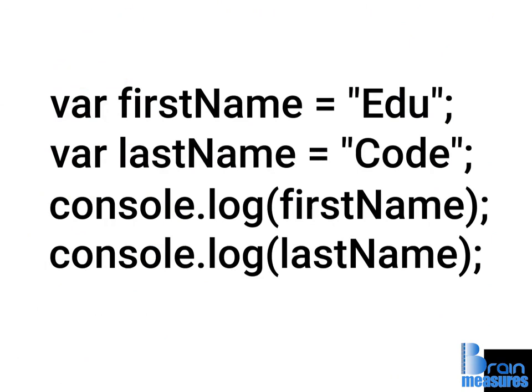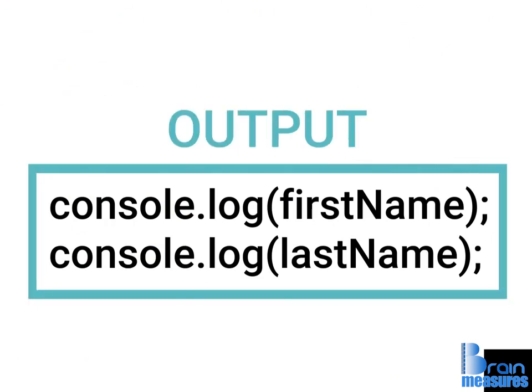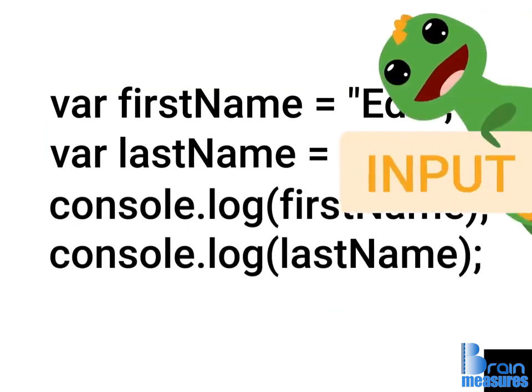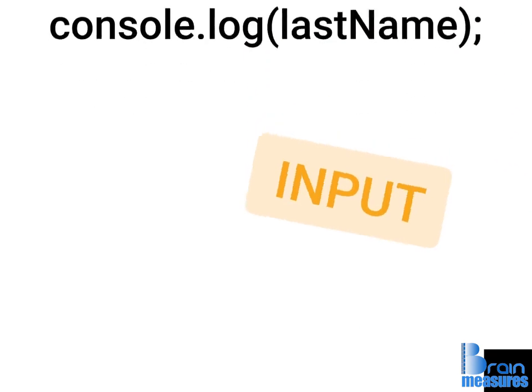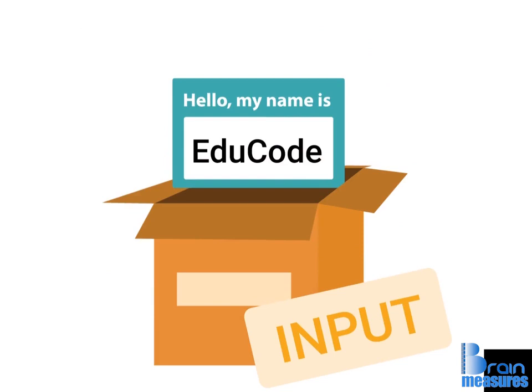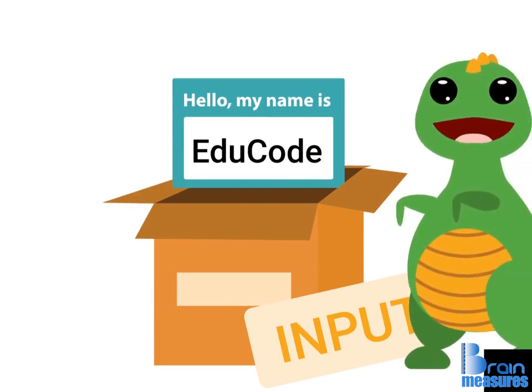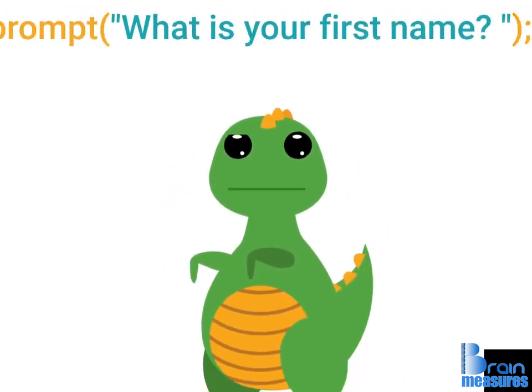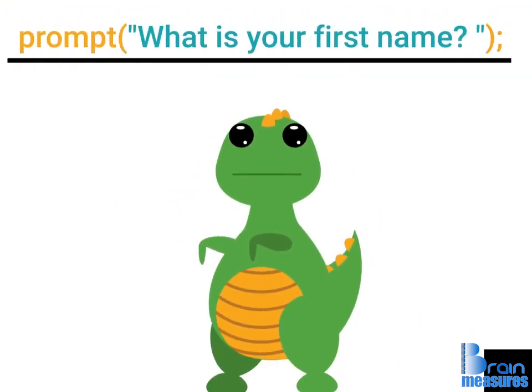If we look at our previous program, we see that it has an output and its process is simply saving our name in a variable. Let's see if we can add an input. Instead of putting our name in a variable before we execute the program, why don't we make the program ask the user for their name? To do so, we'll use the prompt instruction. This is what it looks like.